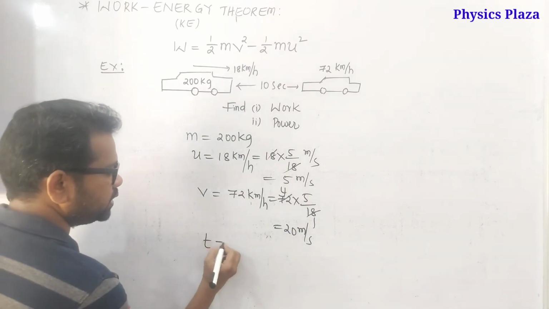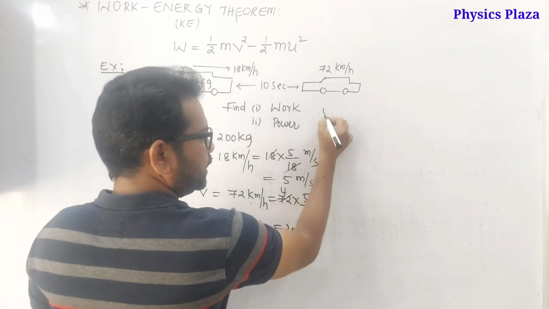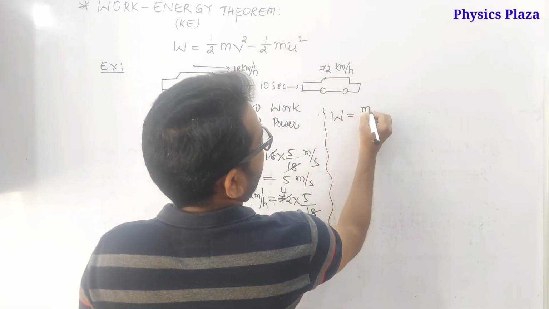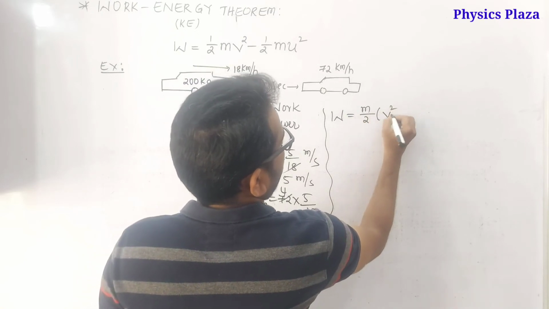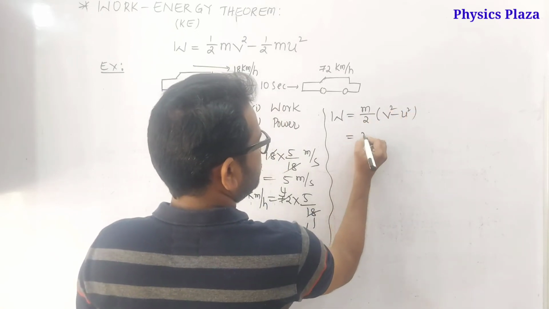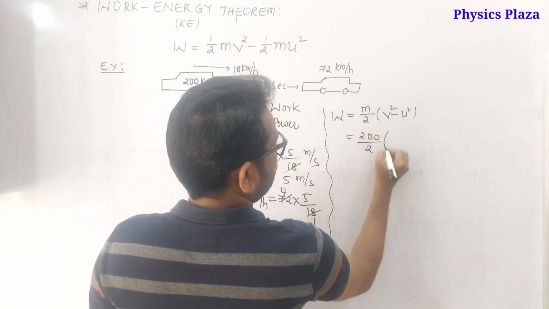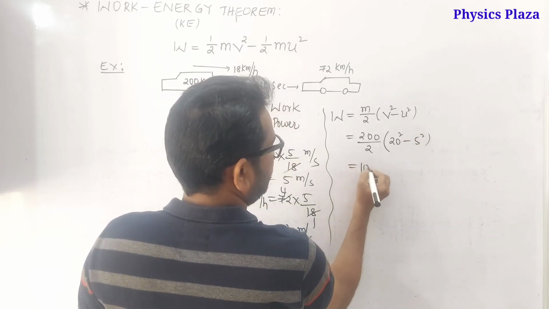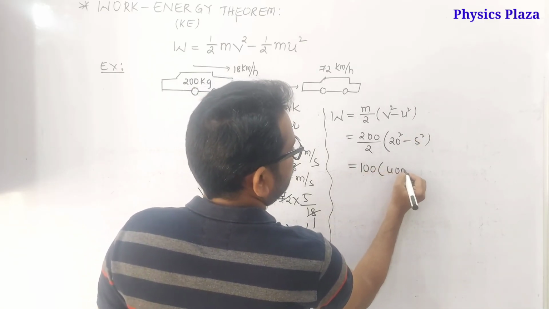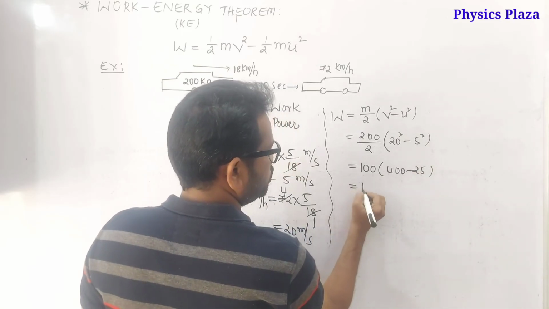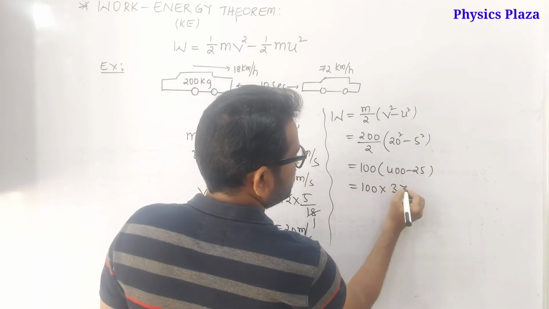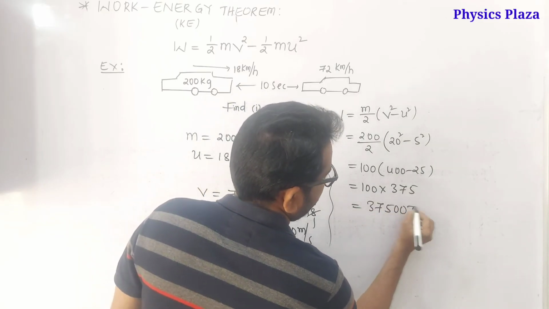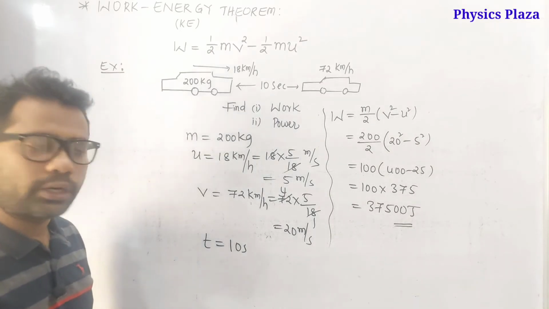Time is given as 10 seconds. Now let us first calculate the work done. As per the work energy theorem, it is m by 2 into v square minus u square. So 200 kg by 2 into 20 square minus 5 square, which is 100 into 400 minus 25, that is 100 into 375, which is 37500 joules. This is how we calculate the work done.